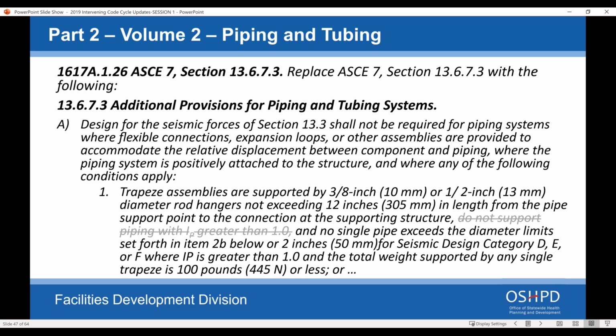And then it says, do not support piping with an I sub P greater than 1.0. Since it's already the A chapters, your I sub P was already 1.5, and this I sub P greater than 1.0 was causing confusion, and that was not the intent. So we deleted that sentence, so that we avoid any confusion in how you adopt the exemption from piping and bracing when you have certain criteria that is met.